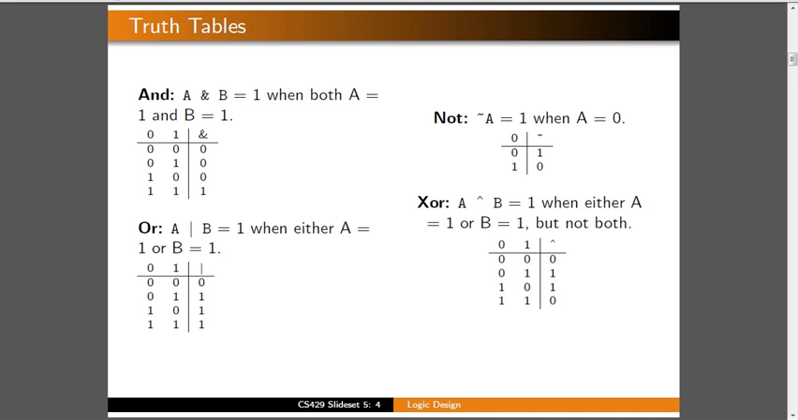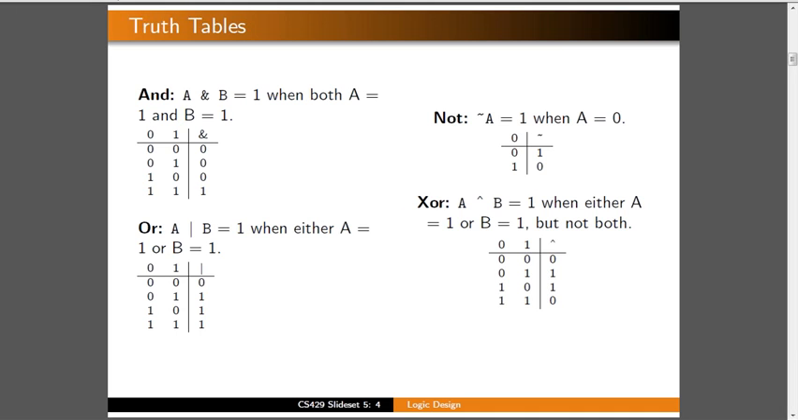This is 0 1 1. So this gives the output 1 when either A equals 1 or B equals 1. This is the same as the OR, but not for both. If both are 1, then the output is true. This is the reverse of the AND operation.